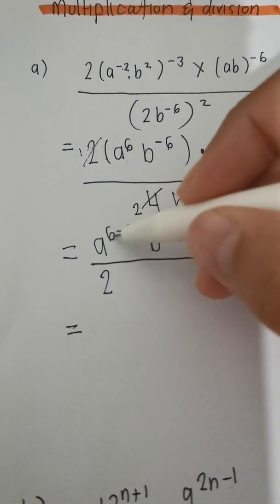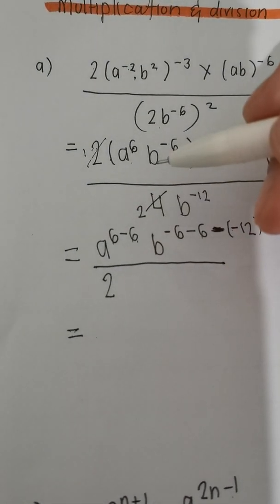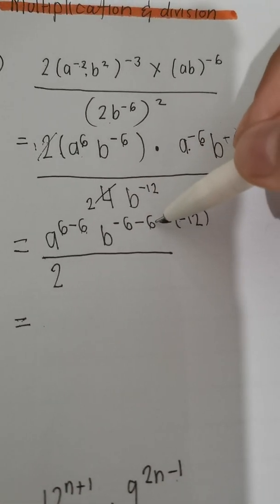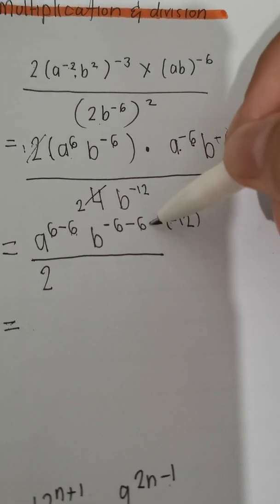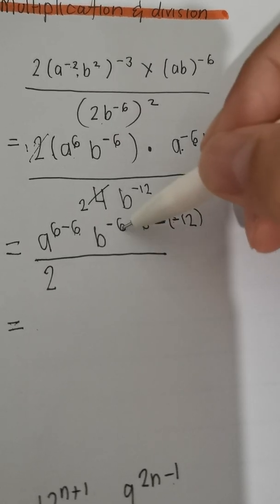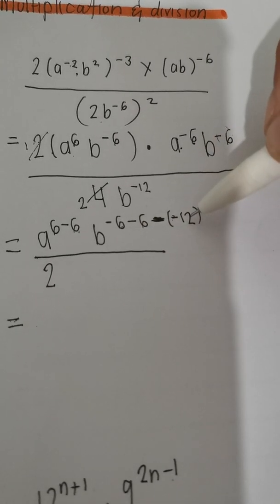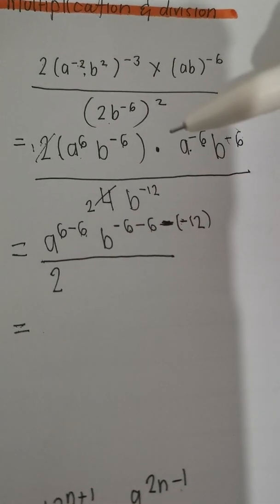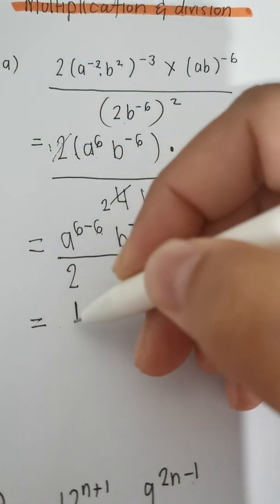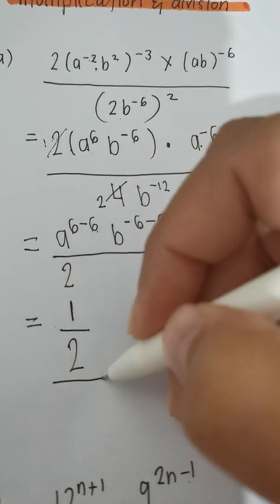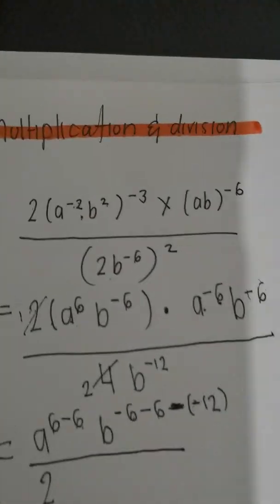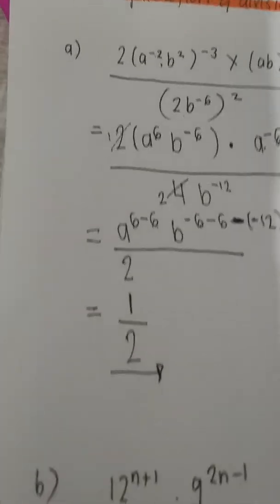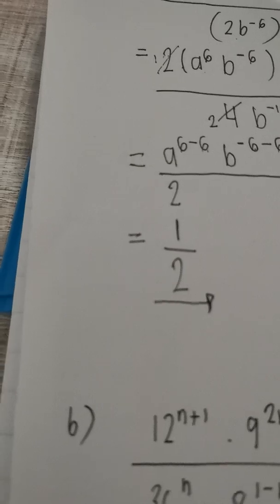Which gives me 6 minus 6 is 0. Anything to the power of 0 is 1. Negative 6 minus 6 gives me negative 12. This negative and negative gives me a positive, so it's negative 12 plus 12 giving me 0. Anything to the power of 0 is 1. So my numerator is left with a 1 and my denominator is a 2. We're done. A super complicated one. Oh no, it wasn't so complicated, but yeah, it simplifies to 1 over 2.